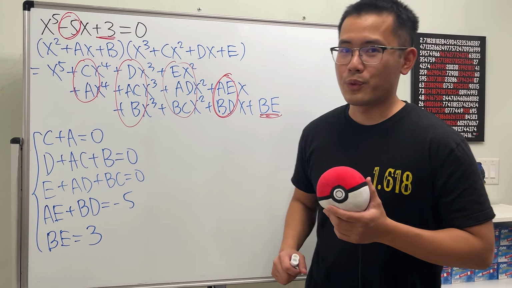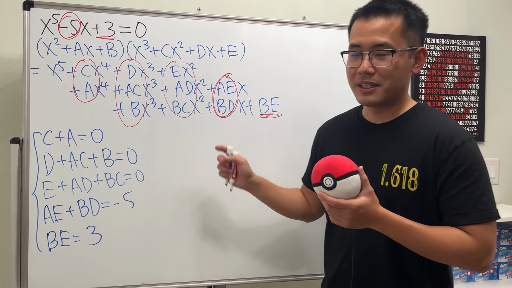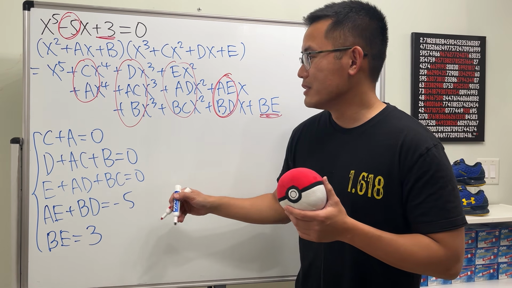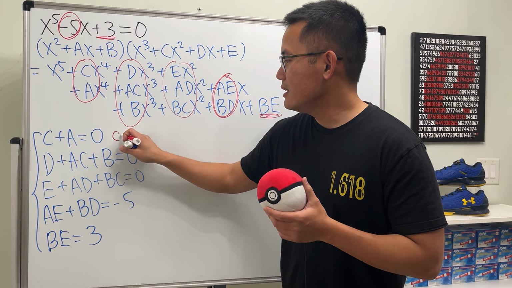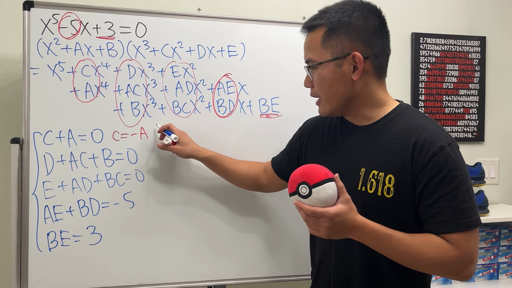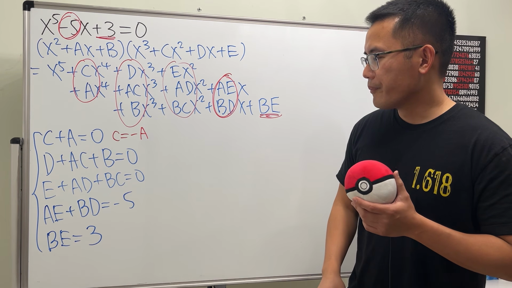But this is the one that created it works. So let's just continue. Okay, let's do the easy one first. We have c plus a is equal to 0. You know what? This means c is equal to -a. So we're making progress. Okay, what else do we know though?